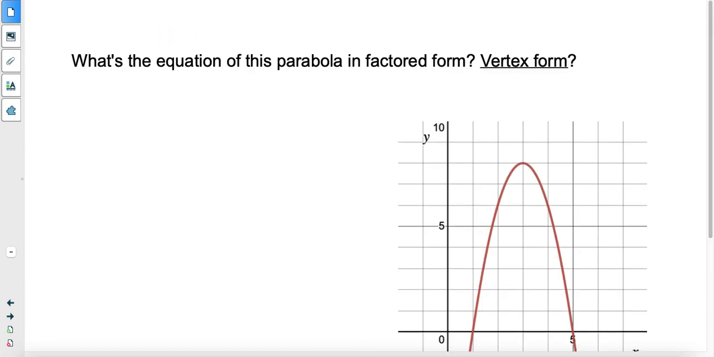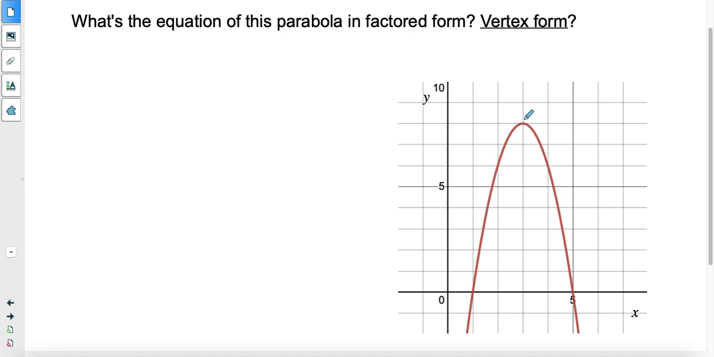Now, what if I asked you to find the equation of this parabola in vertex form? Well, first, we need to identify what's the vertex. Remember, the vertex is your highest or lowest point in the parabola. I can see my highest point of this parabola is right here at 3, 8. Now, the x-coordinate of my vertex, that's my h value. And the y-coordinate of this vertex is my k value.